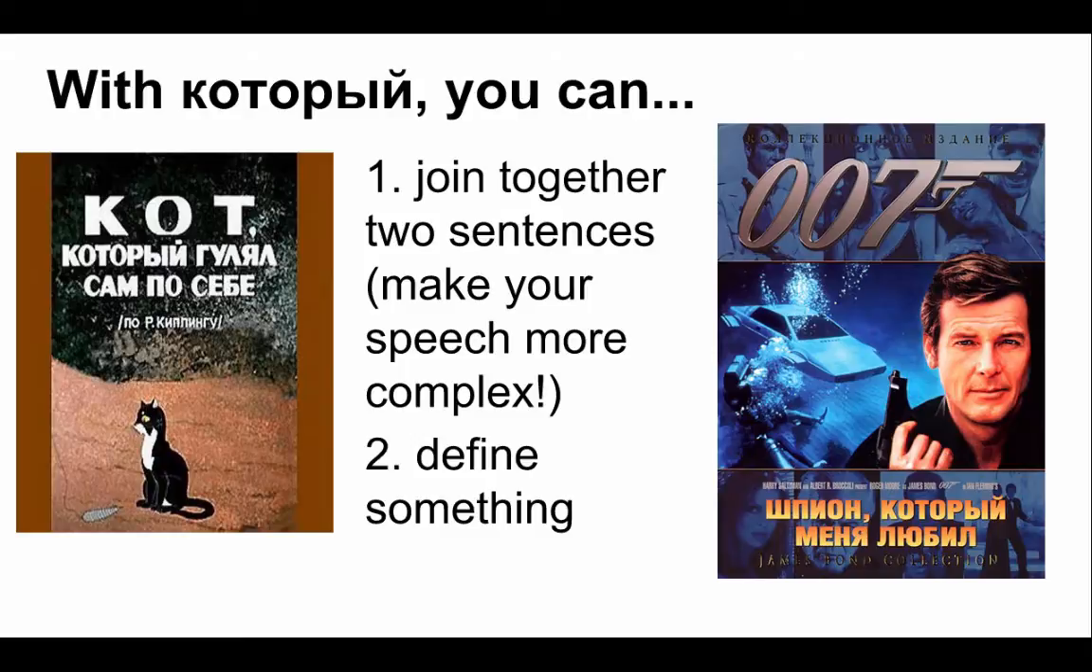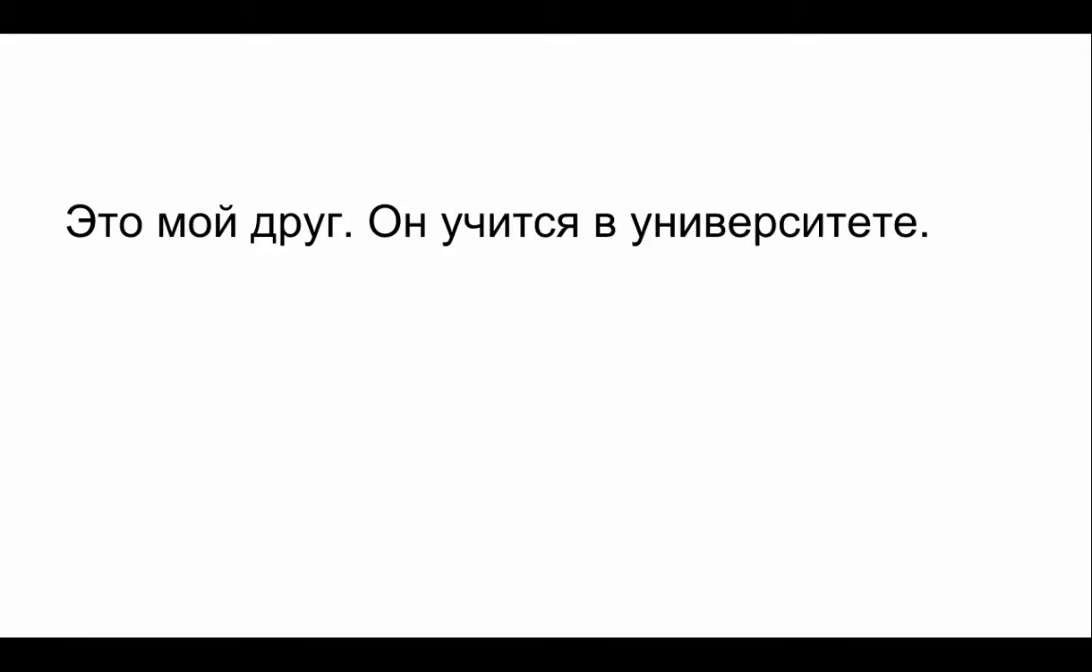And the second reason why который is so useful is because you can use it to define something. It's inevitable that when you're talking to Russians, there are going to be times when you either don't know the word for something or you forgot the word for something. And который is one of your most powerful tools to be able to define something that you don't know the word for. In this way, it can sometimes be translated into English as which, or that, or what. We'll see some examples. Let's first look at some examples where we're combining two sentences.